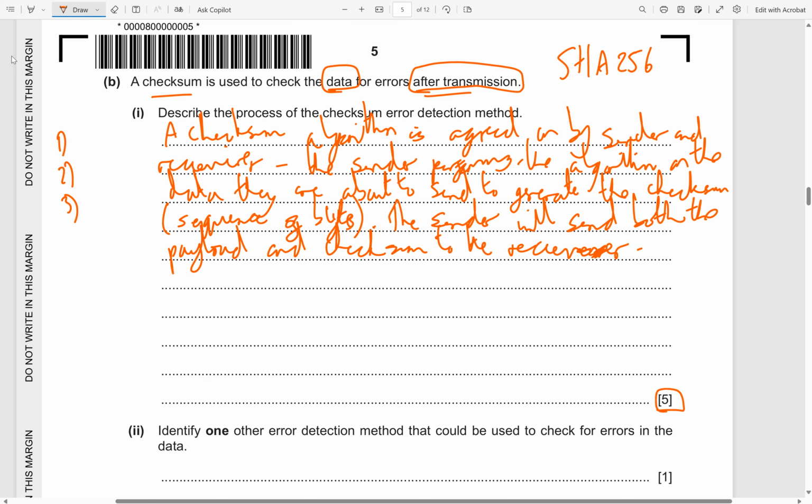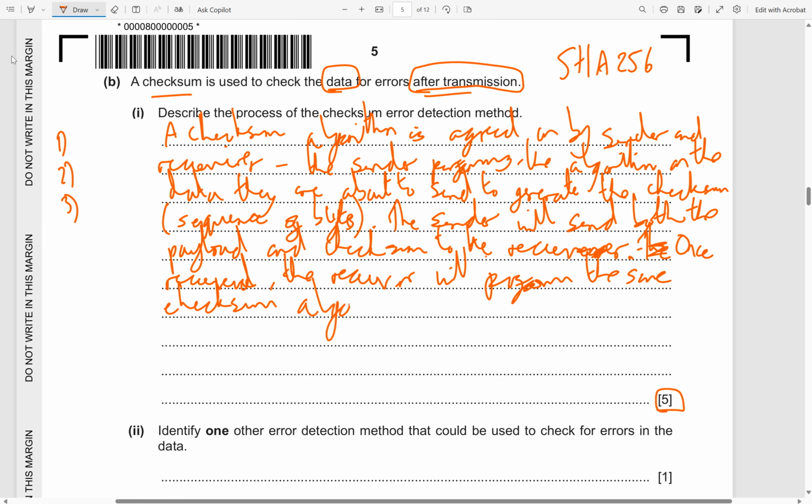Let's start a new sentence. Once received, assuming it's been a successful transmission, the receiver will perform the same checksum algorithm on the data they have received.